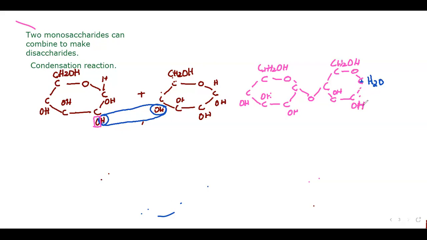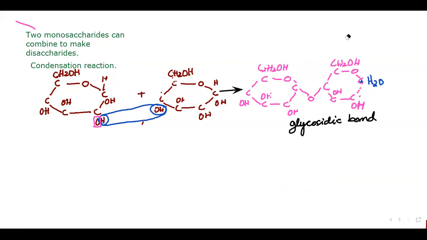The bond that forms in carbohydrates, not just between two monosaccharides but between all types of carbohydrates, is known as a glycosidic bond. So the name of the bond that will be found in carbohydrates is glycosidic.